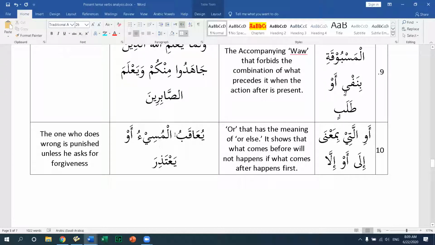But then when we remove the word Allah, the subject, and we make the verb passive, we take the object and make it naibul fa'il. It takes the place of the fa'il, but it's originally the object. يعاقب المسيء. المسيء نائب الفاعل مرفوع وعلامة الرفع ضمته على آخره.